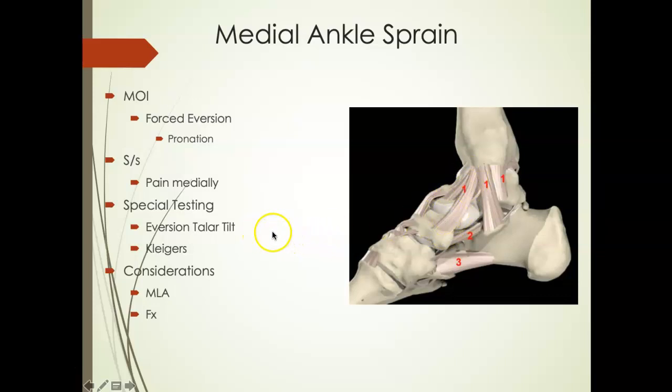Your eversion Taylor tilt test is going to be assessing these 2 bundles of the deltoid ligament itself, right? We want to make sure we're getting all of the bundles of the deltoid ligament. Now, considerations are what I've already said, the not so obvious. So number 1, will we have a fibular fracture on the lateral side if the force is too great? And then number 2, the medial longitudinal arch, in particular, that spring ligament or the calcaneonavicular ligament, if the eversion mechanism is great enough.